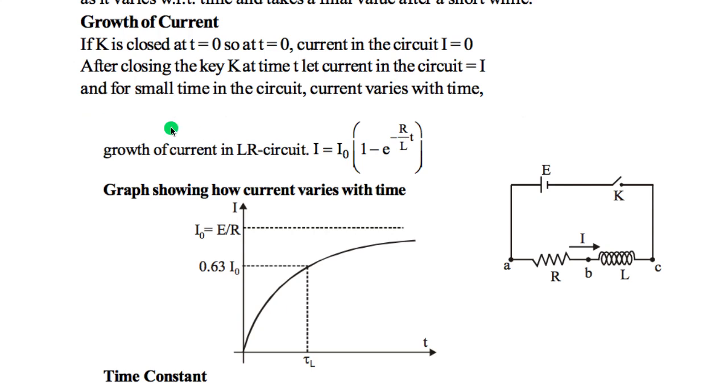So this is the growth current, and the corresponding graph of current versus time is given here. As the time increases, the current in the circuit also increases. That is a growth current. At a particular time, the current is equal to 0.63 times the peak current, the initial peak current.